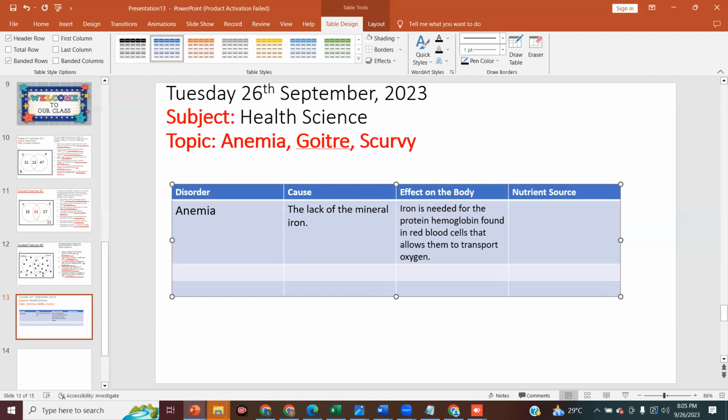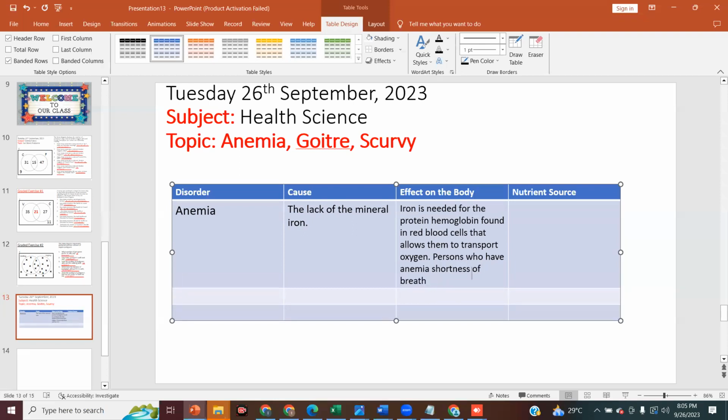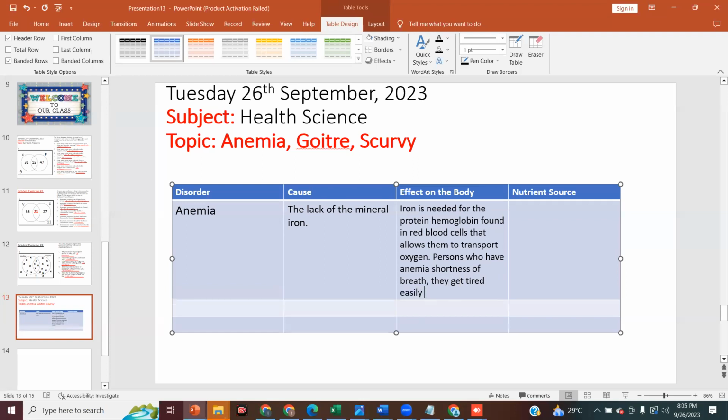Now, persons who have anemia, they are gonna have what? Shortness of breath, right? What else? Dizziness. Yes, dizziness. Numbness. How about they get tired easily, right? Why do they get tired easily? Because they don't have enough oxygen, right? So they get tired easily. And what else?